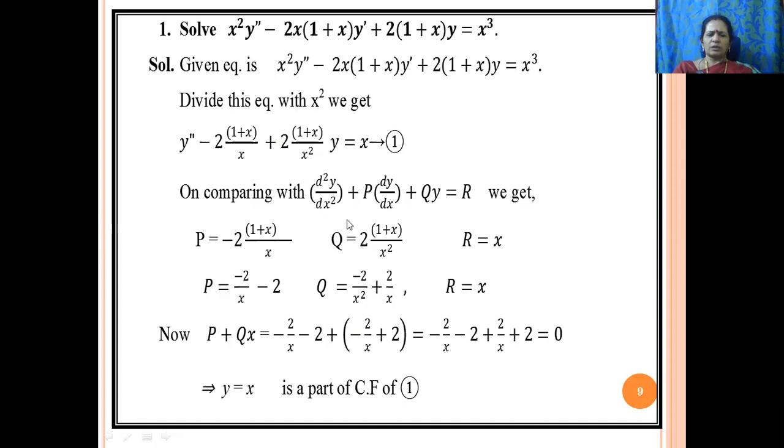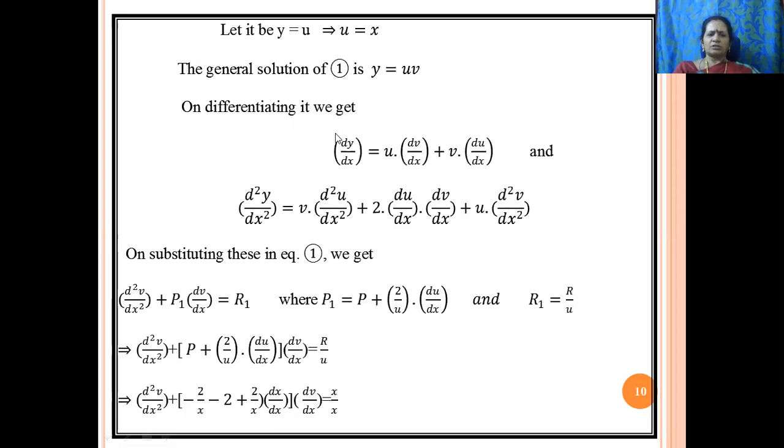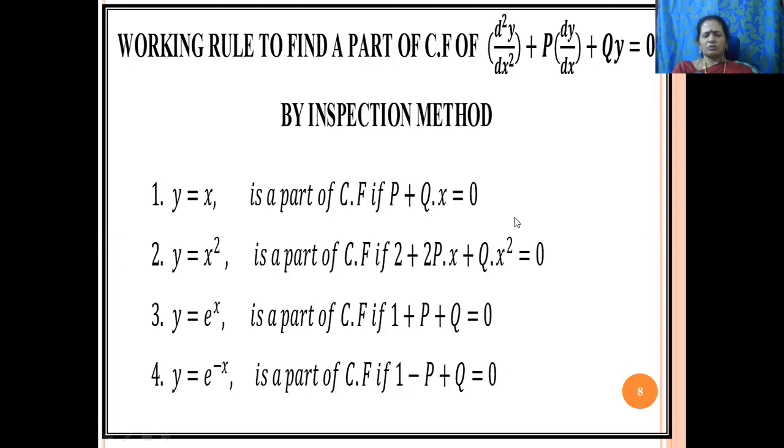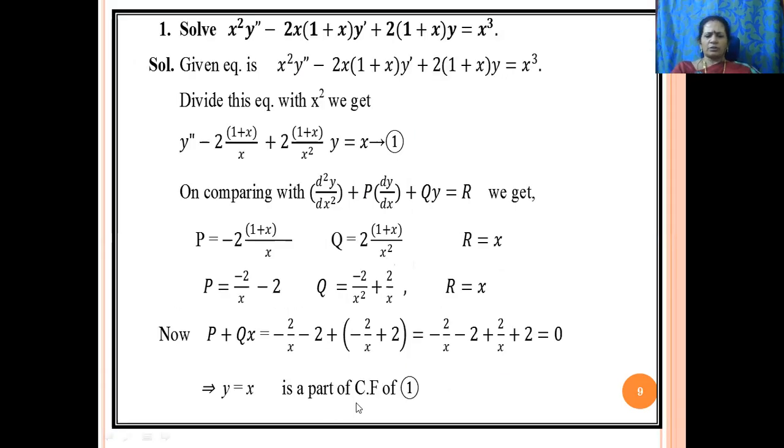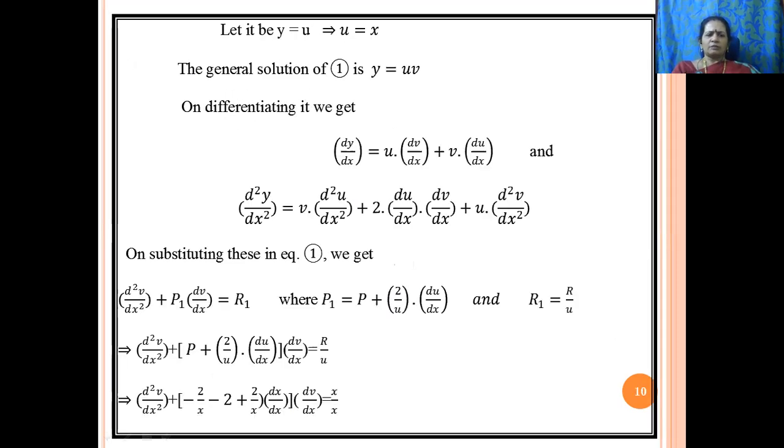First of all, see whether the complementary function is known, then you can solve directly. Find out the auxiliary equation. After getting the complementary function, you can directly find the general solution. Suppose we use the inspection method, then find out the complementary function, right? After getting the complementary function, then write down the general solution.